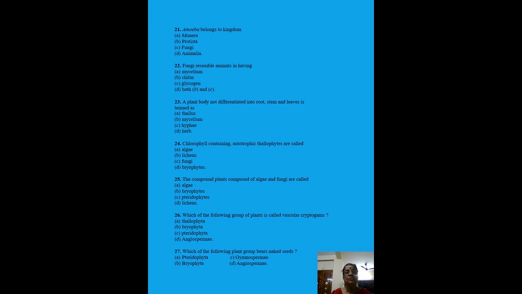Okay. The next one, amoeba belongs to kingdom Protista. Fungi resemble animals in having both chitin and glycogen. Chitin is a cell wall material and glycogen is a reserve food product. Another, fungi resemble animals in having both B and C, chitin and glycogen.